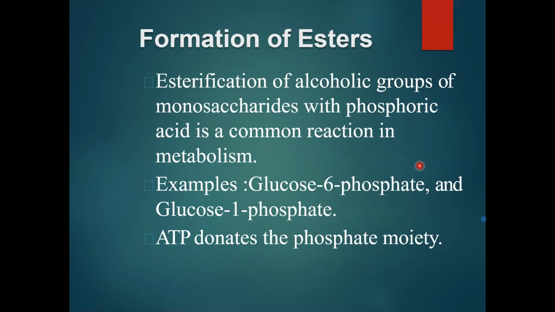Formation of esters. Esterification of the alcohol group of monosaccharides with phosphoric acid is a common reaction in metabolism. Glucose 6-phosphate and glucose 1-phosphate are examples, where ATP donates the phosphate group. These are very common reactions. Glucose 6-phosphate is formed from glucose as the first step of glycolysis, where we use hexokinase or glucokinase.